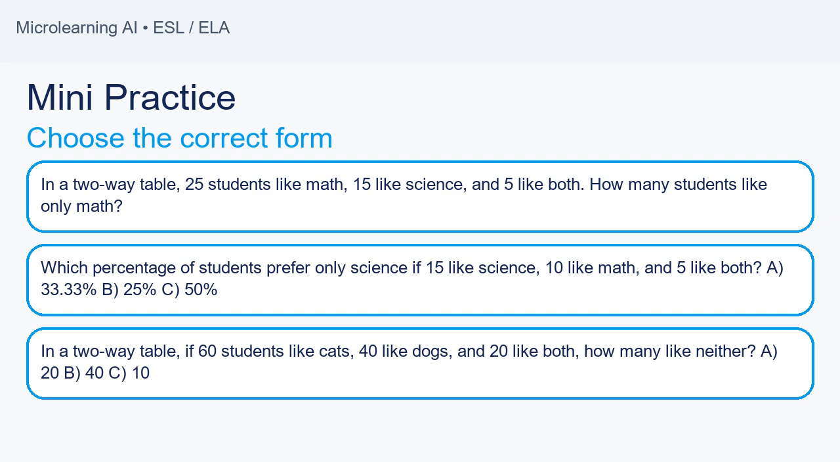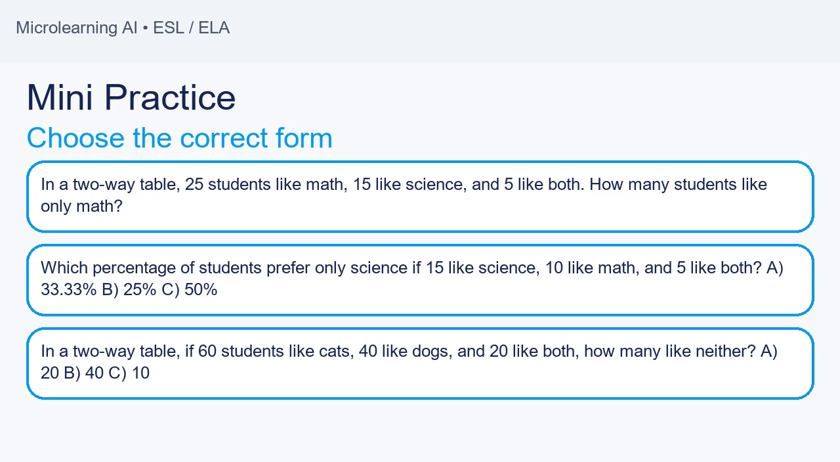Mini practice. Choose the correct form. 1. In a two-way table, 25 students like math, 15 like science, and 5 like both. How many students like only math? Answer: 20.